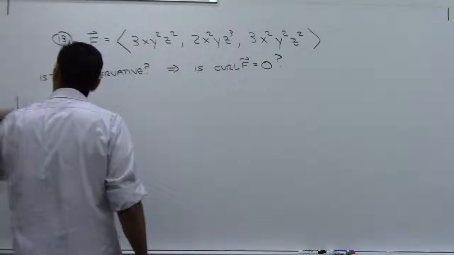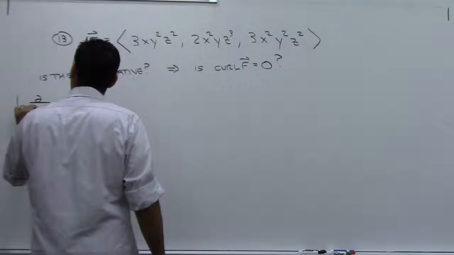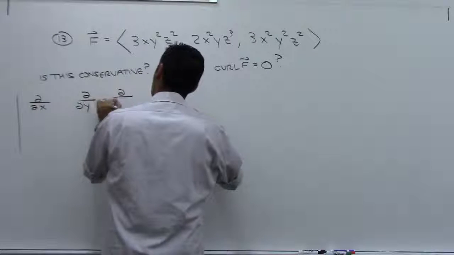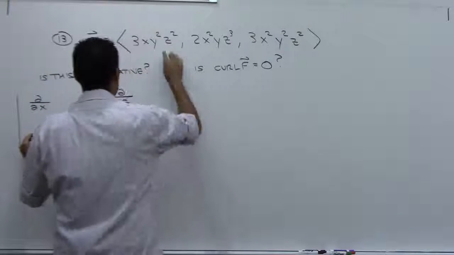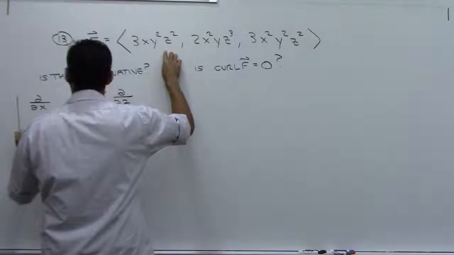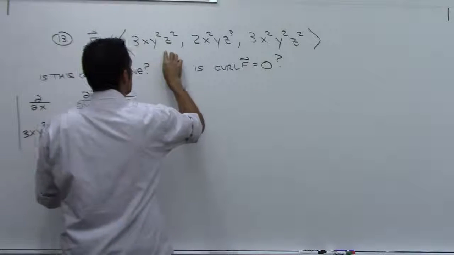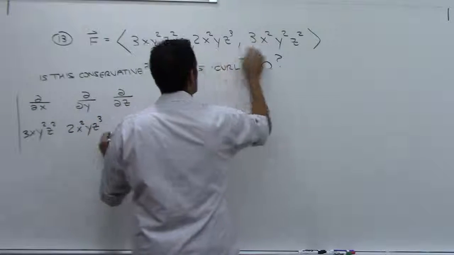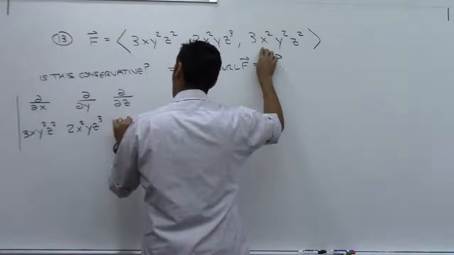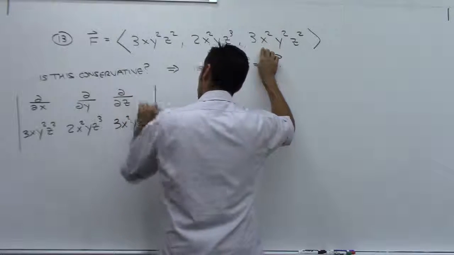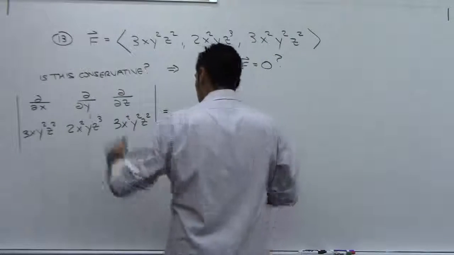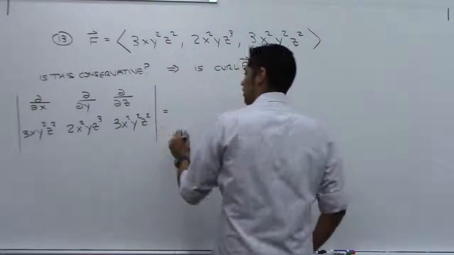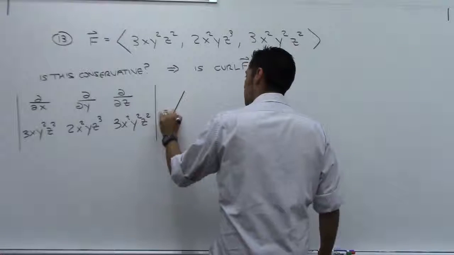To do this, partial with respect to x, partial with respect to y, partial with respect to z of the components 3x y squared z squared, 2x squared yz cubed, 3x squared y squared z squared, which is, I'm going to do my cross product here. So I'll cover those up and do this. So I'm going to actually do this one more mentally.